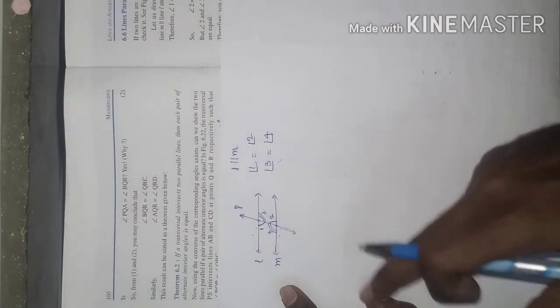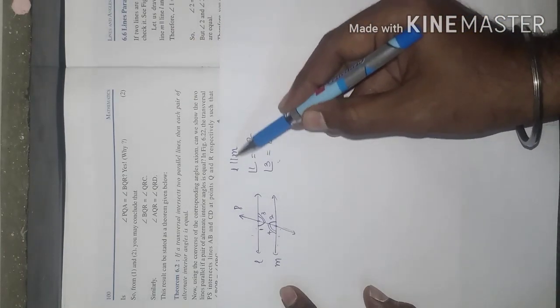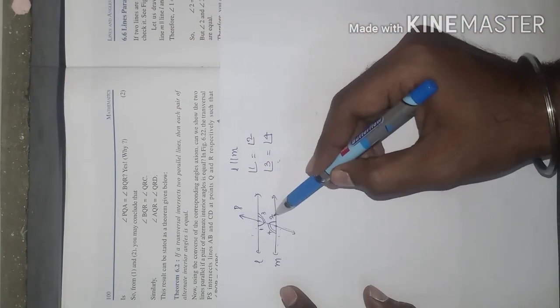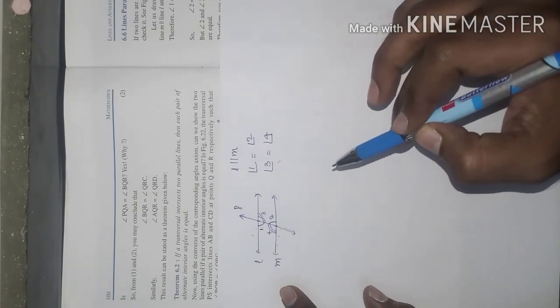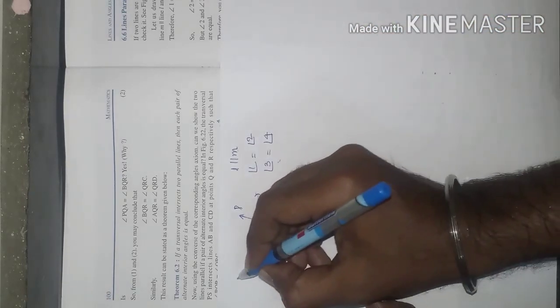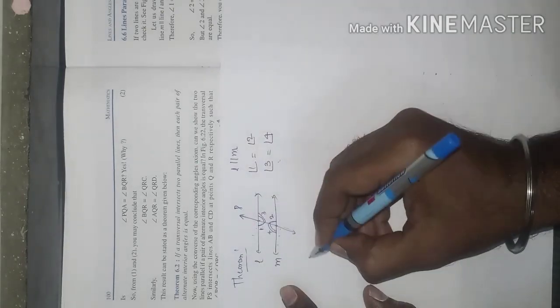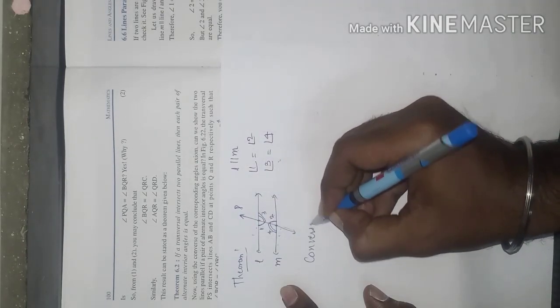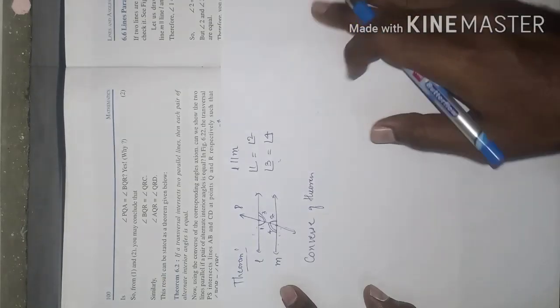We discussed this in the last class, but we are revising it according to the theorem. Only when L and M are parallel, these alternate interior angles are equal. Clear with this? Very important concept. This is one theorem, and next is the converse of this theorem.